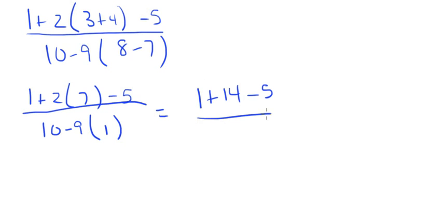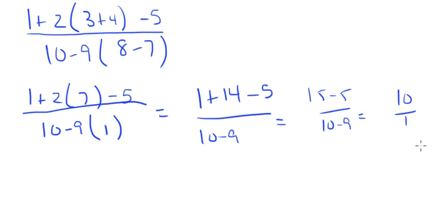Minus 5 over, and then what do we do first? This here first, right? Multiply. So it's going to be 10 minus 9. My next step, 1 plus 14 is 15. 15 minus 5 over 10 minus 9, right? And this is going to be 10 over 1, right? Equals 10. Everybody get it? Makes sense? Okay.